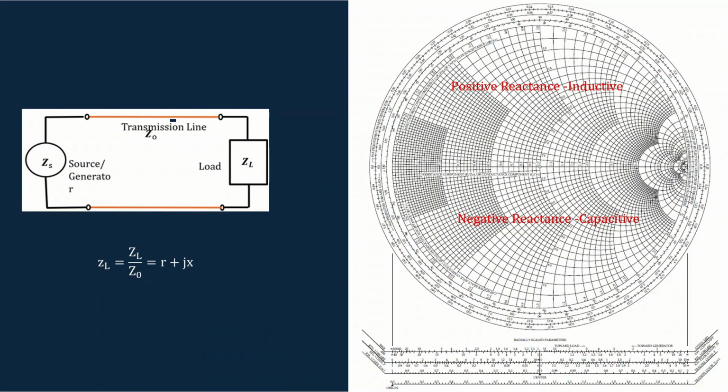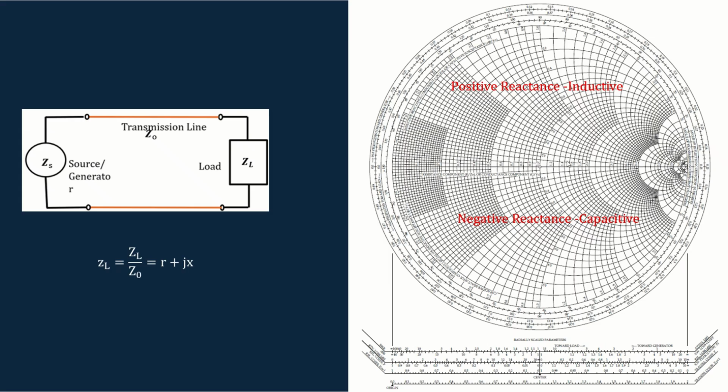Let's have a quick overview of the impedance chart, which we have already discussed in our previous videos. This is our system, which consists of a source connected to the load through a transmission line with characteristic impedance Z0, and the load impedance is ZL. When we have to plot this load impedance on the impedance chart, we first normalize the load impedance with the characteristic impedance, and using the R and X values, that is the resistance and the reactance, we find that impedance on the chart.